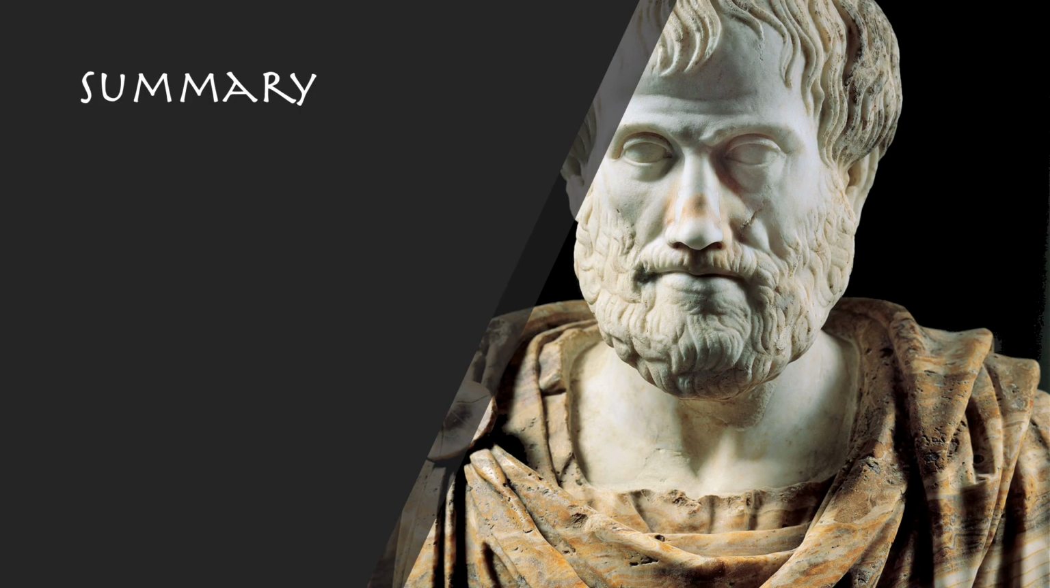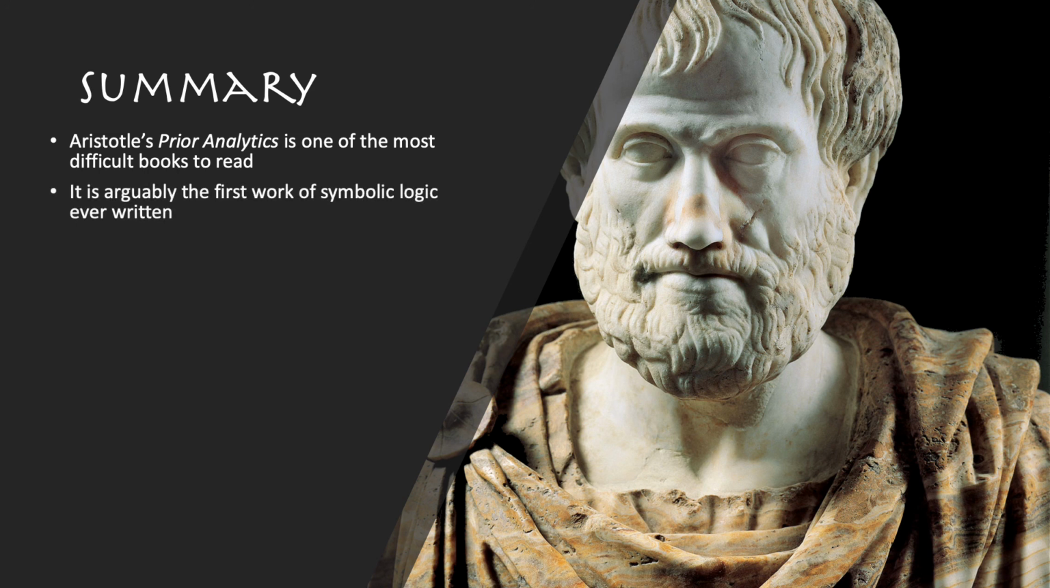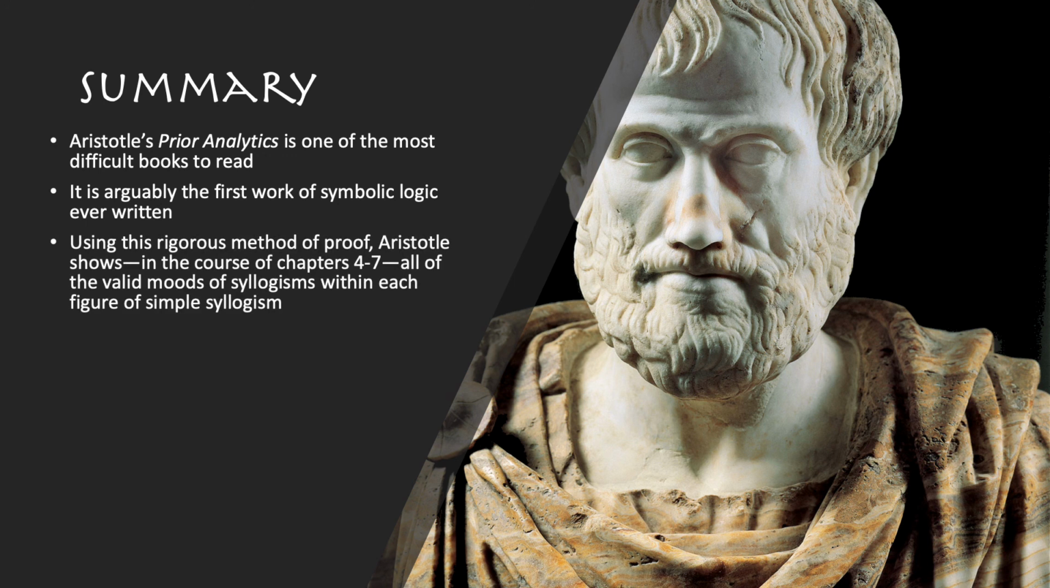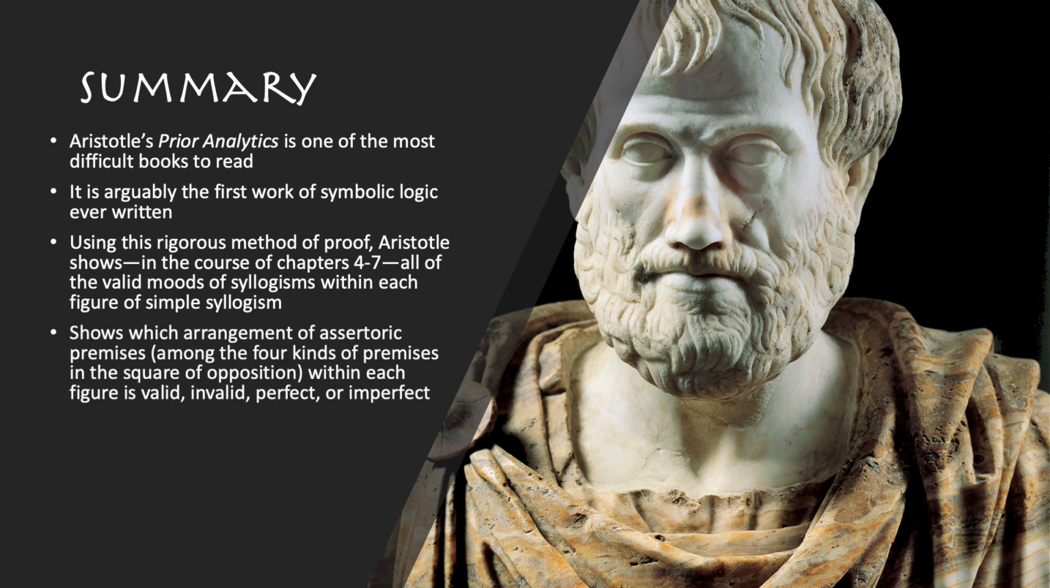Let's conclude with a word of summary about Aristotle's Prior Analytics, chapters 4 through 7. Aristotle's Prior Analytics is one of the most difficult books to read. It is arguably the first work of symbolic logic ever written. For this reason, it is of enormous consequence for the history of philosophy and science. Using this rigorous method of proof, Aristotle shows, in the course of chapters 4 through 7, all of the valid moods of syllogism within each figure of simple syllogism. In other words, he shows which arrangements of assertoric premises among the four kinds of premises in the square of opposition within each figure is valid or invalid, perfect or imperfect.